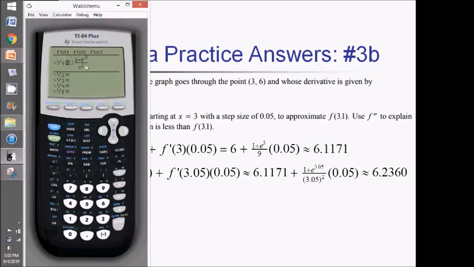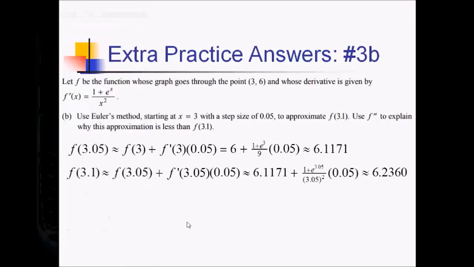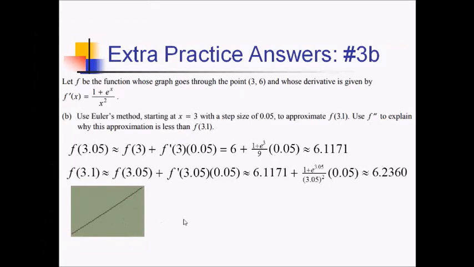So here's my f prime in my y equals, and I'm just going to go to a window of 3 to 3.1 because that's really the only interval I need to figure this out for. And then I'll do a zoom fit for this. And if I do that from 3 to 3.1, I see that f prime is increasing the whole time. So there's my graph. I can write out, because this is just a direct observation from my graph, that f prime of x is increasing on 3 to 3.1.